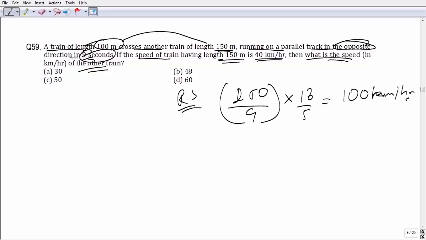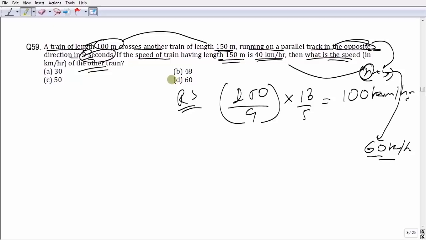Now, since they are moving in the opposite direction, their relative speed would be the sum of their individual speeds, and since we have the speed of one of the trains, that is 40 km per hour, the speed of the other train would be 60 km per hour, which leaves option number D as your answer.